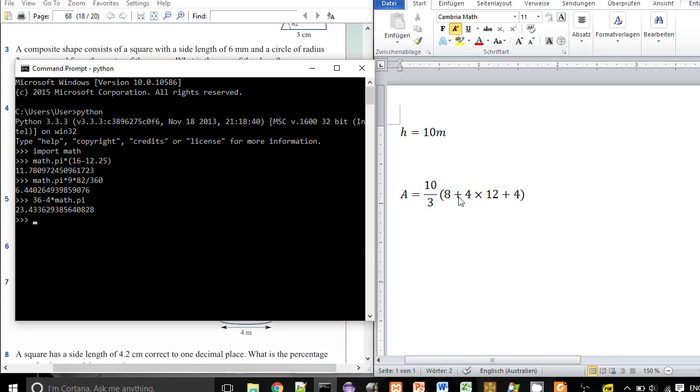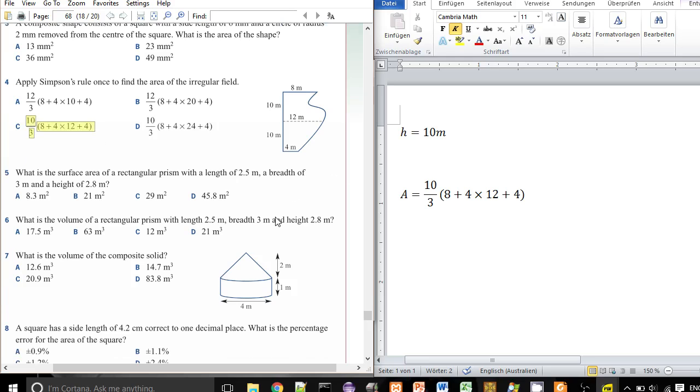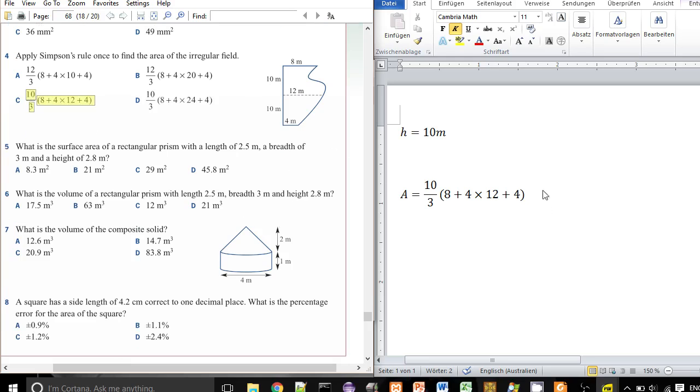Can I do it in my head? 48, 52, 60. Yeah, I think it's 200. Is 200 the answer? Oh, it's a formula. I didn't even notice that. I'm pretty sure, so that one. So C is the answer. Okay, alright, let's keep going. And that'll be in meters squared.